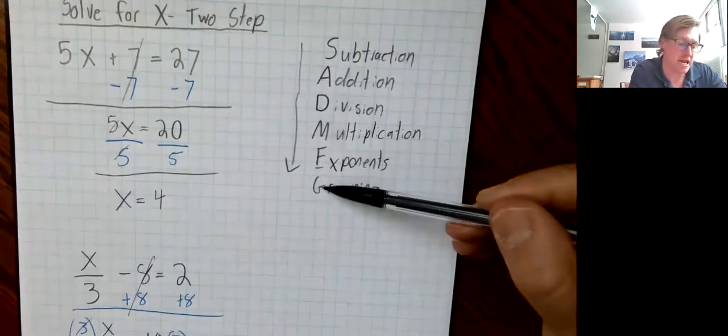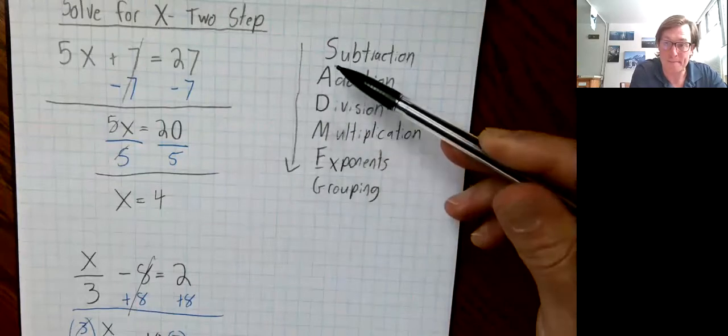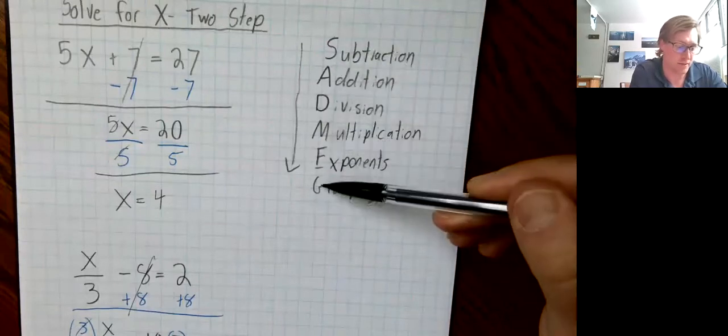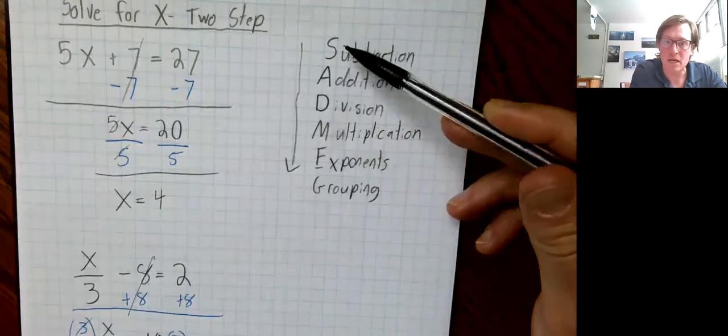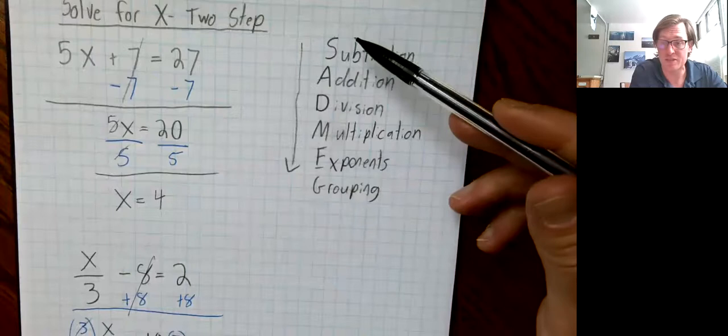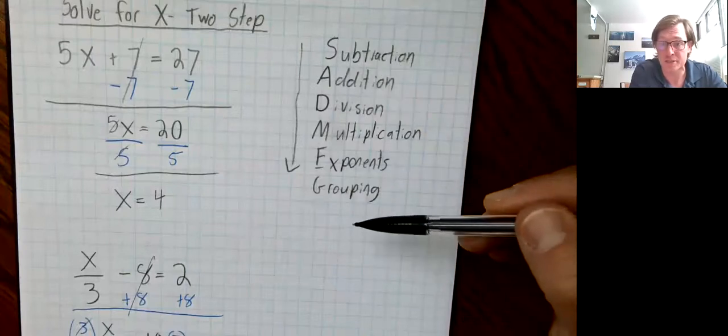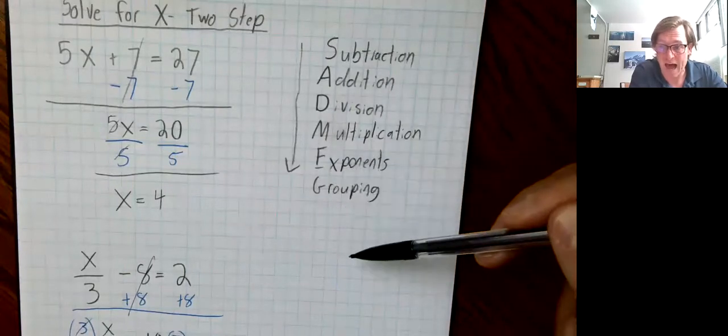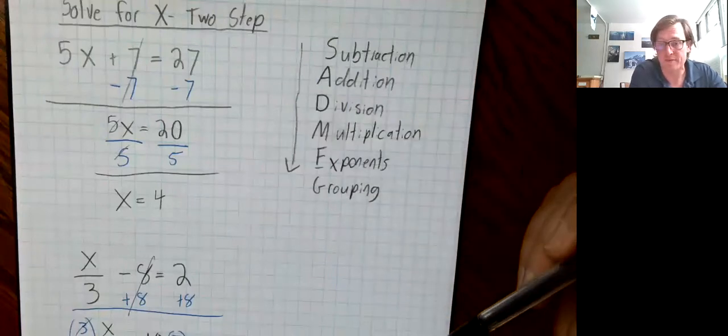And again, it is GEMDAS written backwards. GEMDAS is written backwards, so that's a nice way to memorize it. GEMDAS, we use that when we're doing order of operations. We use SADMEG, the opposite, when we're solving for x.